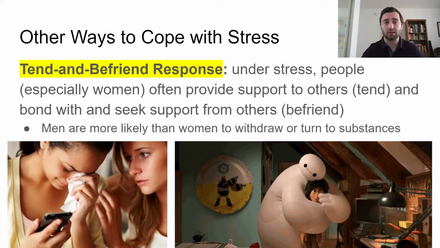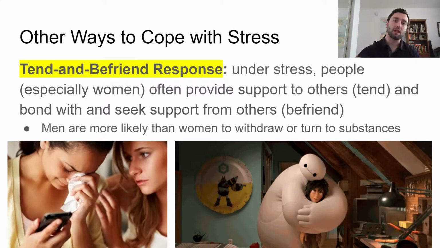So let's talk about some of those ways that we can cope with stress. So how do we do this other than just becoming exhausted at the end? One of the big ones is what is called tend and befriend, the tend and befriend response. So this is basically the idea that under stress, people often provide support to other people, and they bond with and seek the support of others, which is the tend and befriend part.